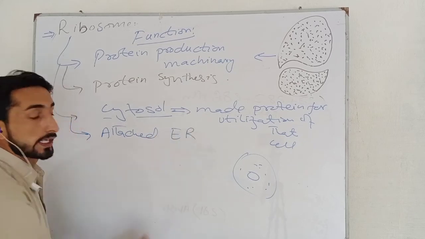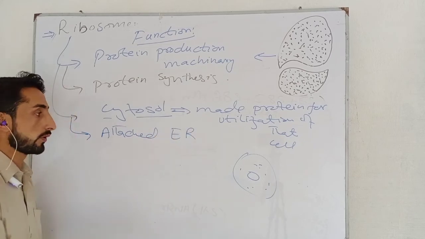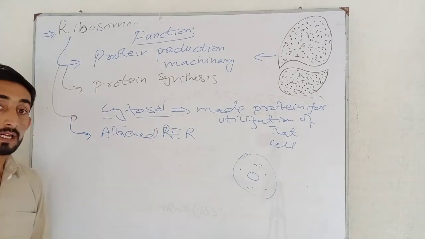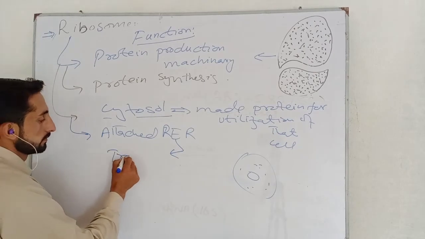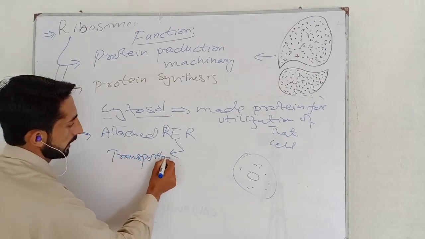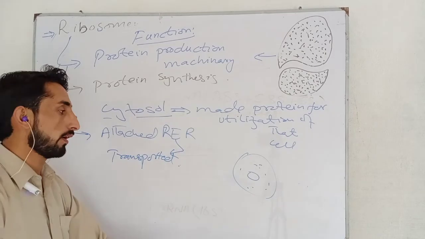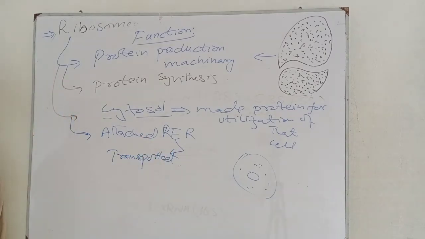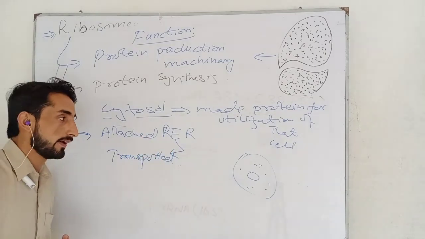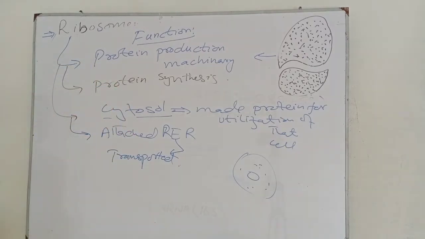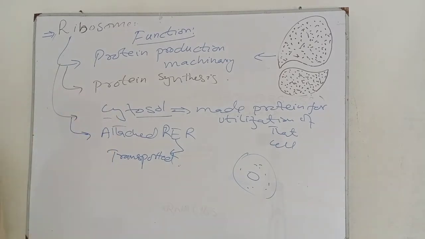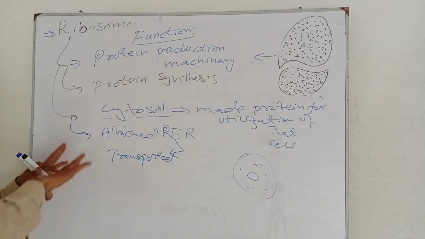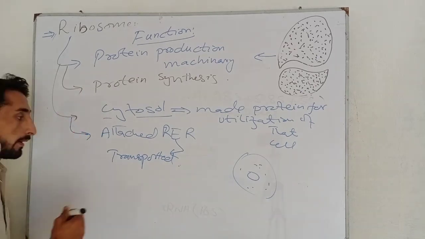And those ribosomes which are attached to the endoplasmic reticulum, that endoplasmic reticulum is known as rough endoplasmic reticulum. Such protein is transported to other parts of the cell, to other cells, to other parts of the body where it is necessary. So they are mainly protein production machinery, and they synthesize protein for the usage of the cell for different purposes.